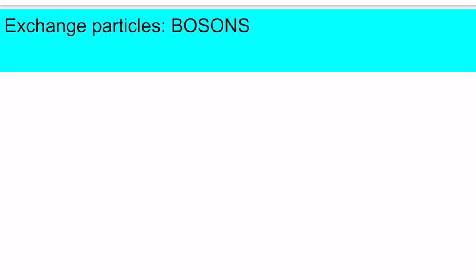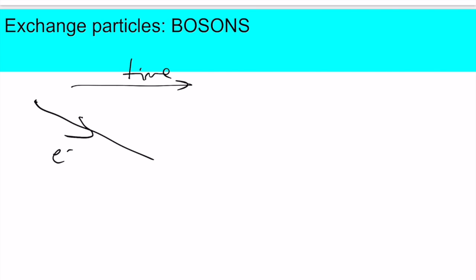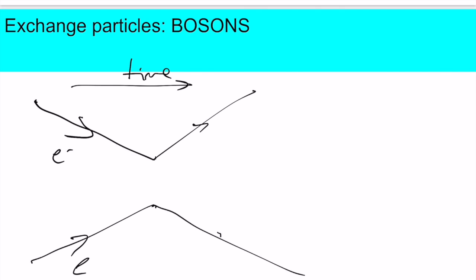let's look at an interaction between two electrons. So let's make a diagram. Suppose this is an electron traveling in time. The direction of time is to the right. And another electron is going towards that electron. So they approach each other. What's going to happen is they're going to interact and repel each other. This is what happens when two electrons get close to each other.